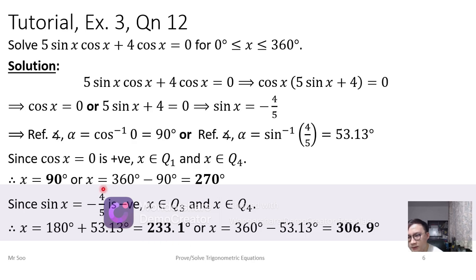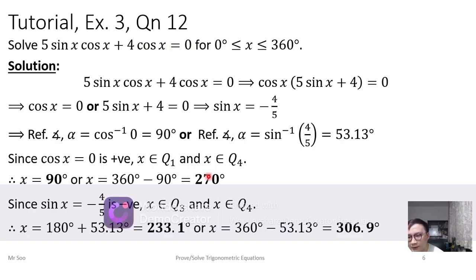Same thing, you can do a sanity check, like what I told Shermin. You plug 90 degree, 270 degree, 233.1 degree, and 306.9 degree into the original expression. For example, 5 sine 90 cosine 90 plus 4 cosine 90 should give me 0 if you plug into the calculator.